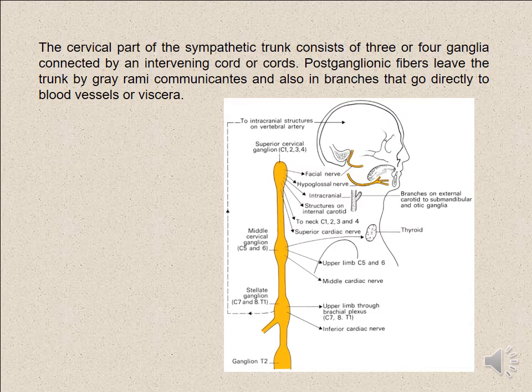The cervical part of the sympathetic trunk consists of 3 or 4 ganglia connected by intervening cords. The postganglionic fibers leave the trunk by gray rami communicantes and also by branches that go directly to blood vessels or viscera.